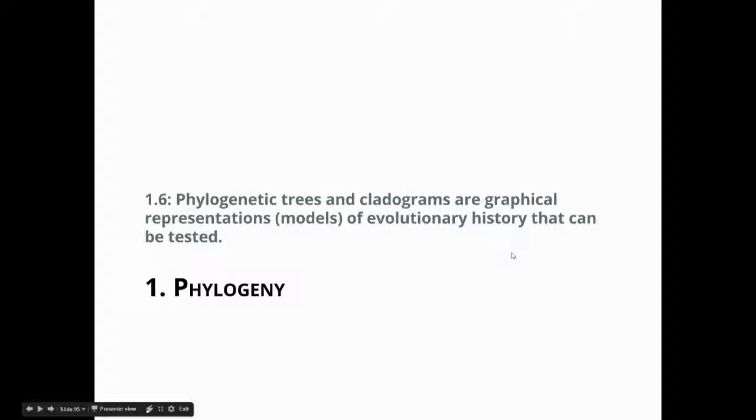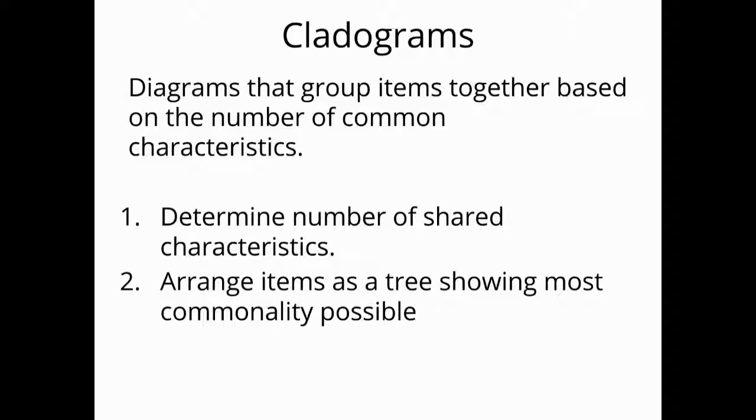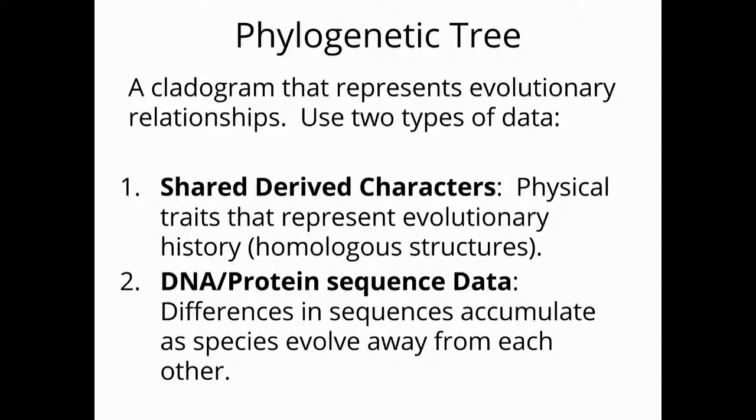So, cladograms first are diagrams, and they group items together based on the number of common characteristics. So the order that this is done is that they determine the number of shared characteristics first and then arrange the items as a tree showing the most common possible.